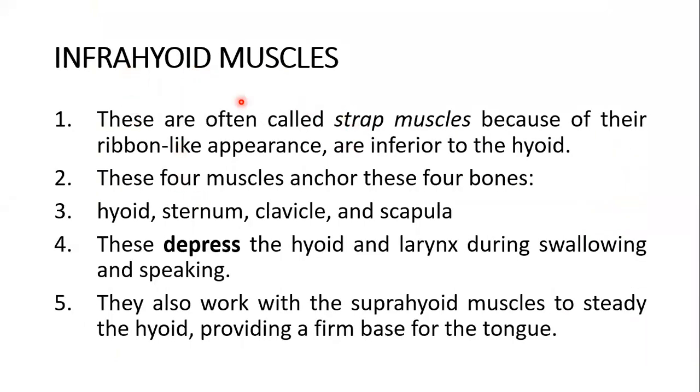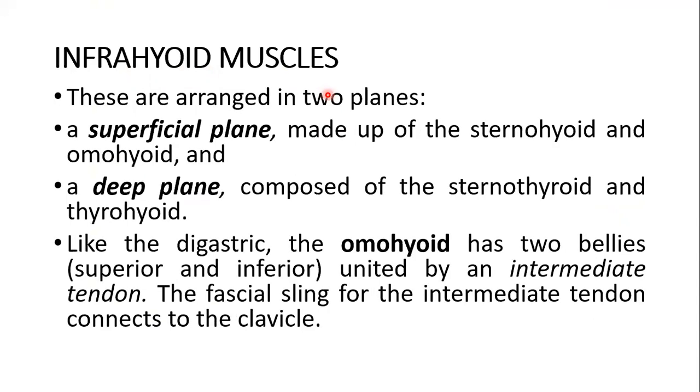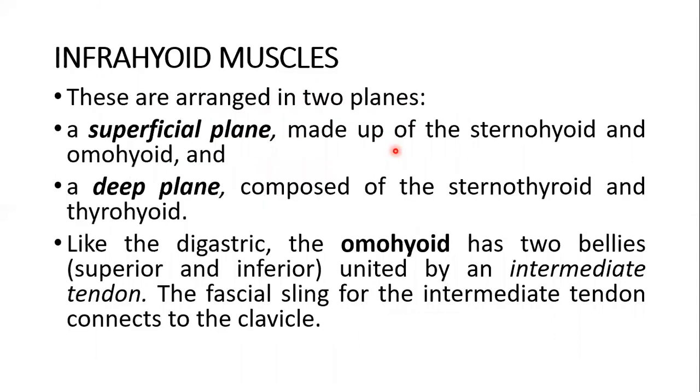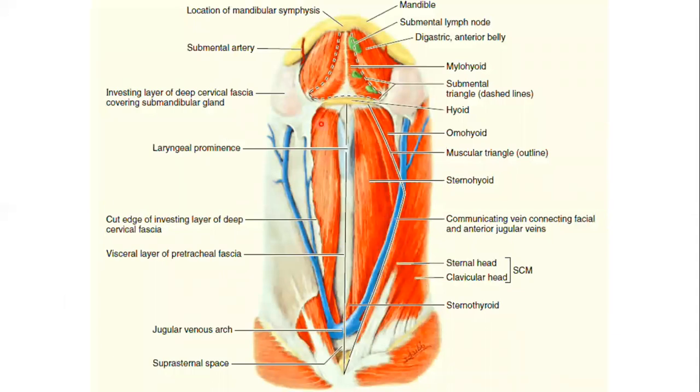You see, these are the infrahyoid muscles. They are also four in number. These are the sternohyoid, omohyoid, sternothyroid, and thyrohyoid. Four infrahyoid muscles lie below the hyoid bone and are attached to the sternum and the clavicle. This is the point. These are also known as strap muscles. You can see it over here. They look like a strap or ribbon-like muscles.